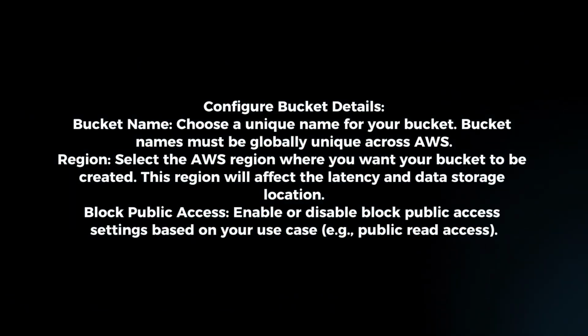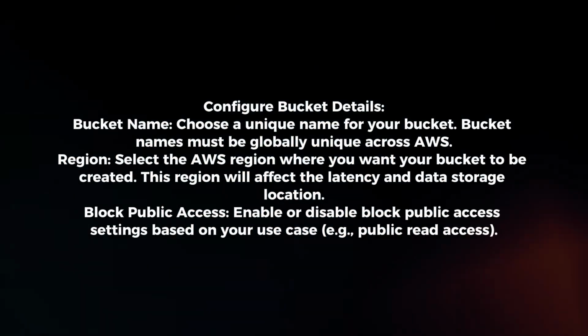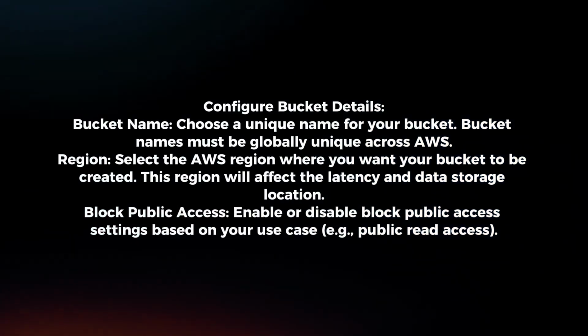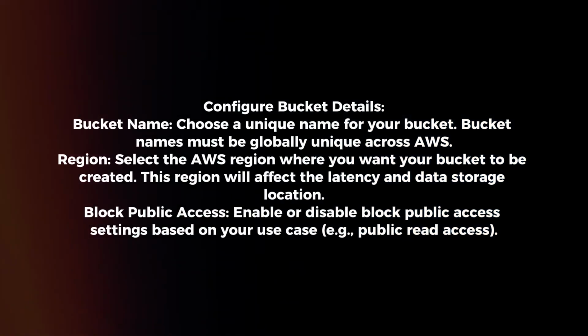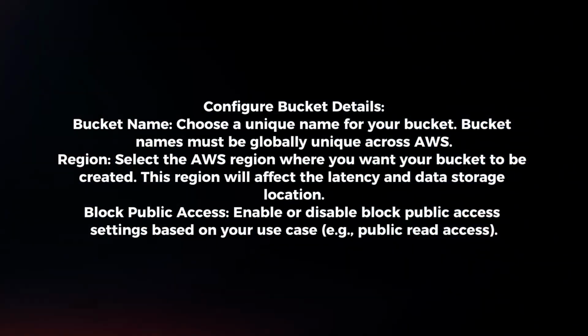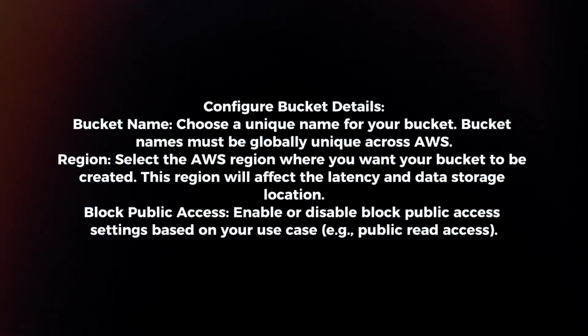Create a new bucket. Click Create Bucket. Configure bucket details. Bucket name: choose a unique name for your bucket. Bucket names must be globally unique across AWS. Region: select the AWS region where you want your bucket to be created. This region will affect the latency and data storage location.